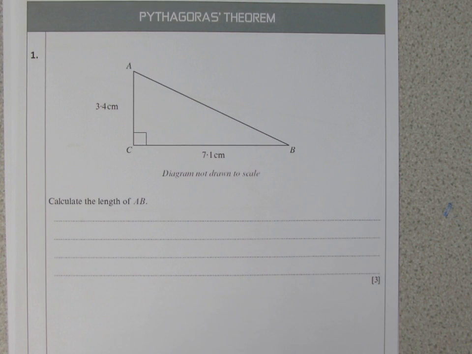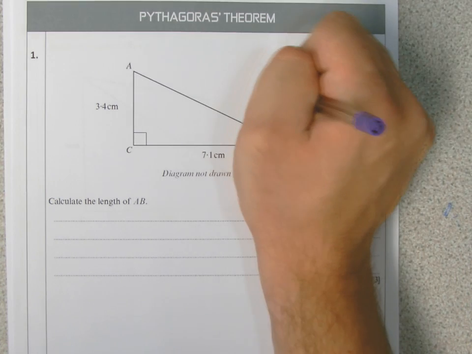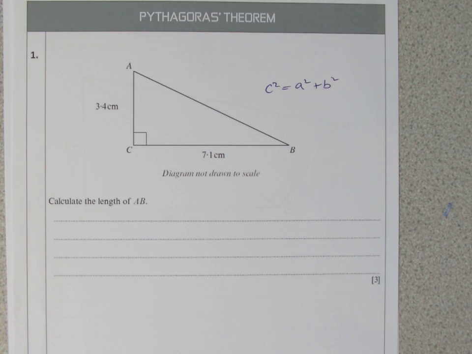Okay, Pythagoras' theorem, so we've seen this lots of times, right? But let's run through a few questions here so we can check that we fully understand it. Of course, with Pythagoras' theorem, you might have learned this formula, c squared equals a squared plus b squared.